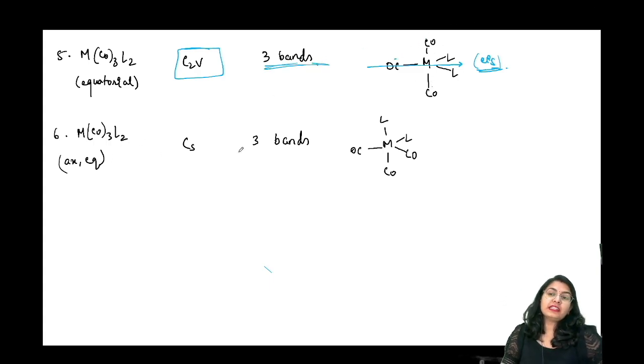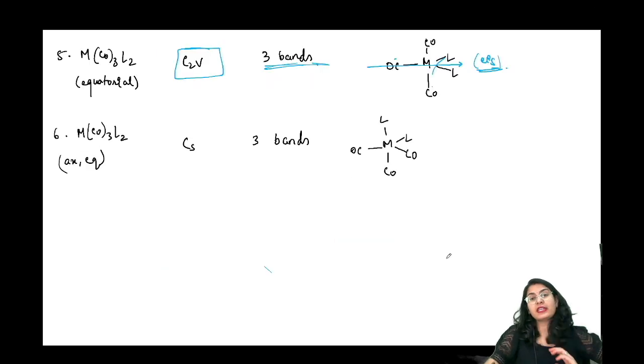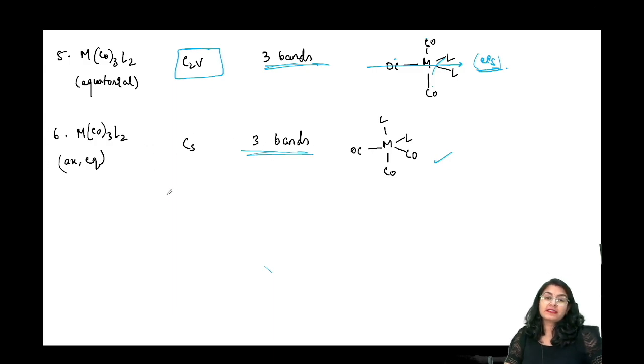Then comes the second case, where we have placed the lone pair at axial and equatorial positions. First case, I have kept it both on the axial position. Second case both equatorial, and third case both axial and equatorial like this. Okay, so that is going to give you 3 different bands in this way.